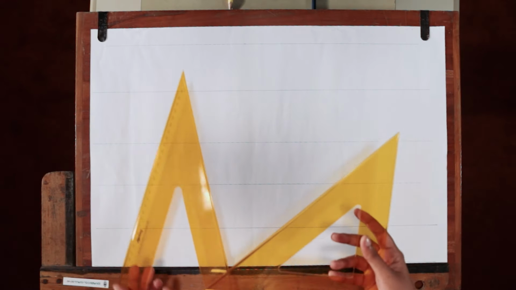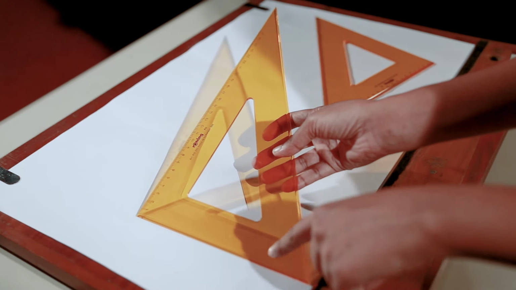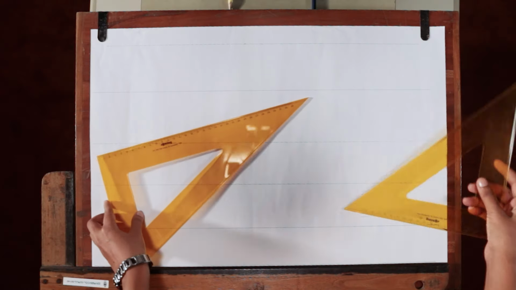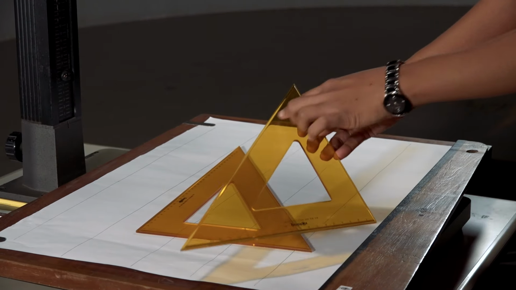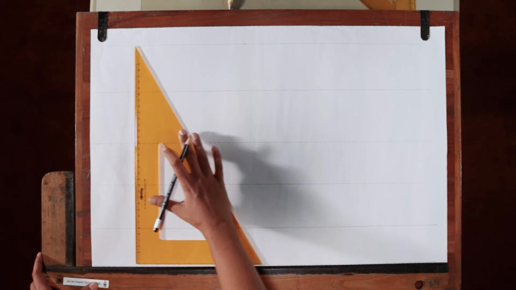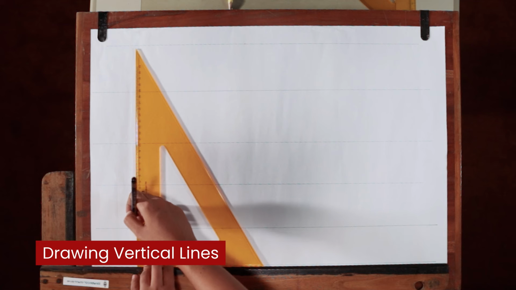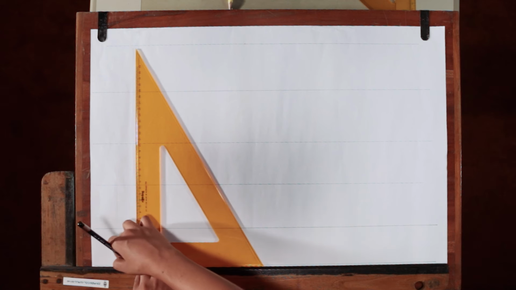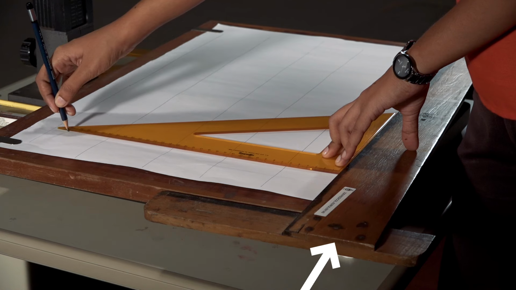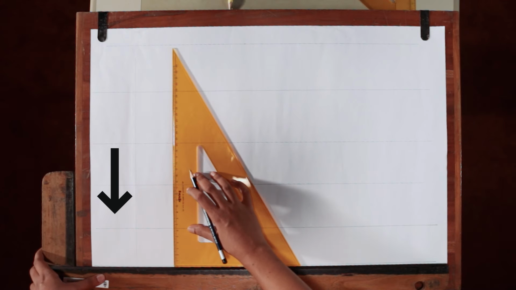Here we use 2 set squares. This one has 30, 60, 90 degree angles. And this one has 45, 45, 90 degree angles. Let us show you how to use the set square to draw vertical lines. Again, make sure that the T-ruler is firmly pressed to the left edge of the board and the set square is pressed to the edge of the T-ruler.